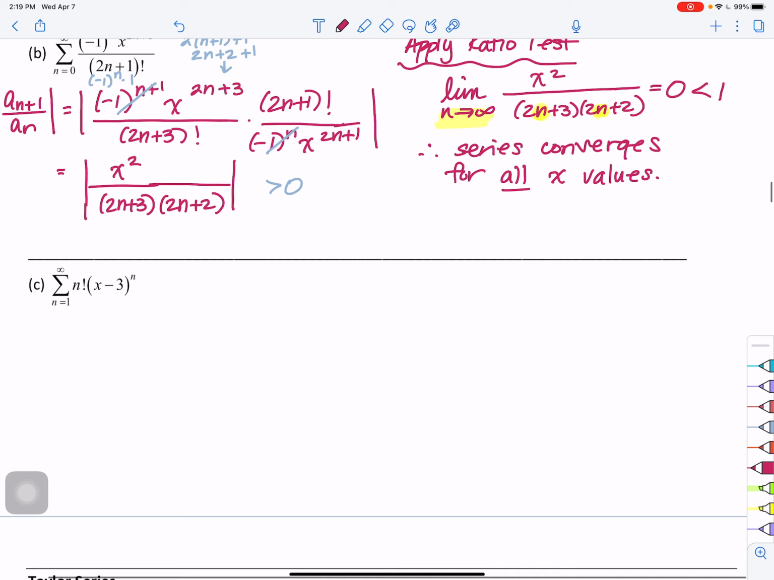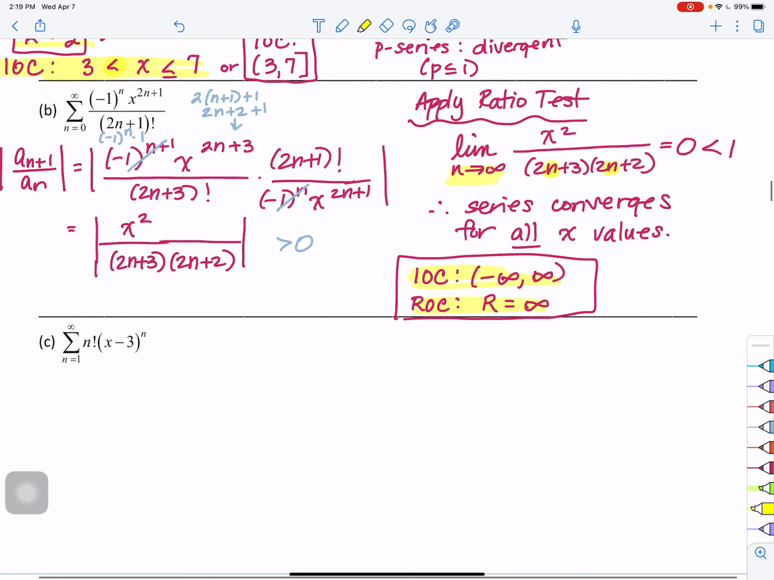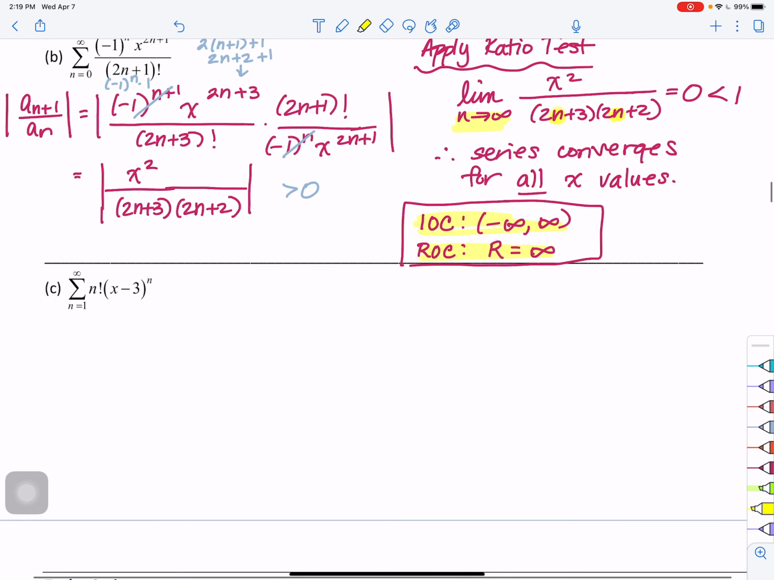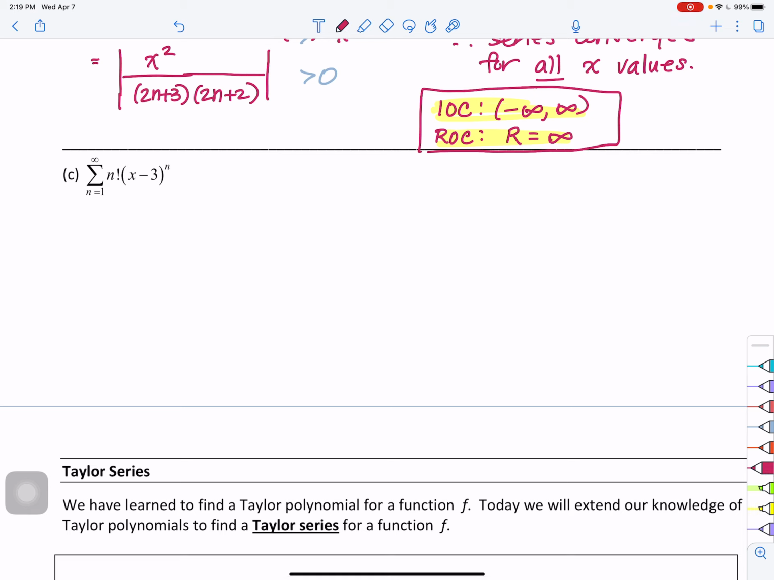Okay? So how do we write that? Our interval of convergence is negative infinity to infinity, and our radius of convergence, and you could write it like that, is equal to infinity. Okay? So it's that ratio test that gives us that result or that inequality that helps us with convergence. Let's try one more before we conclude this second part.